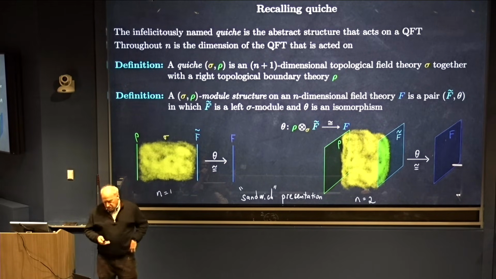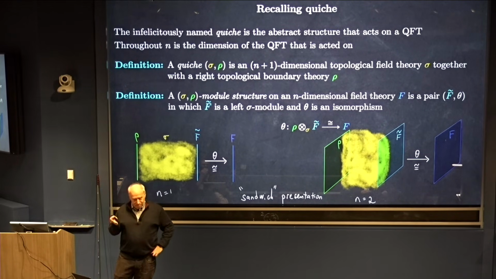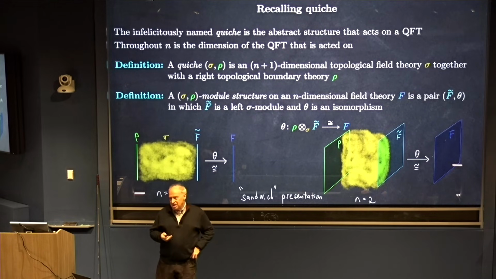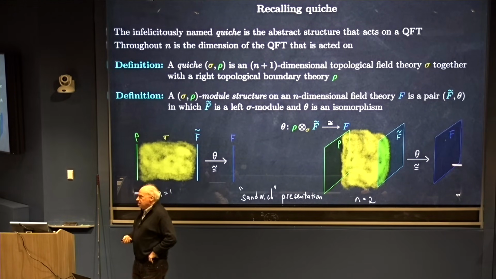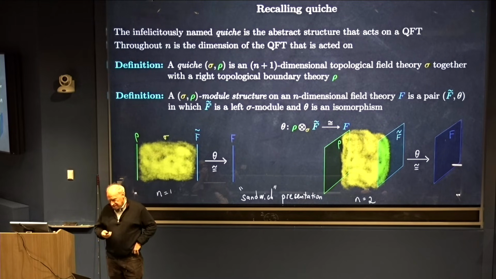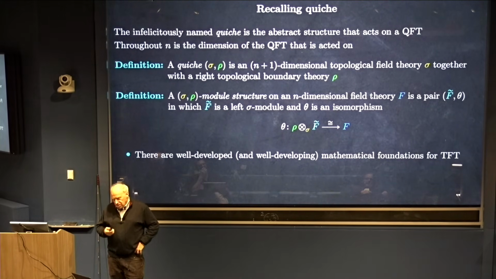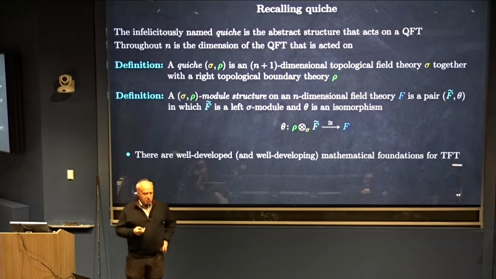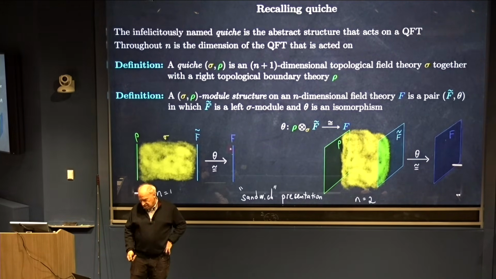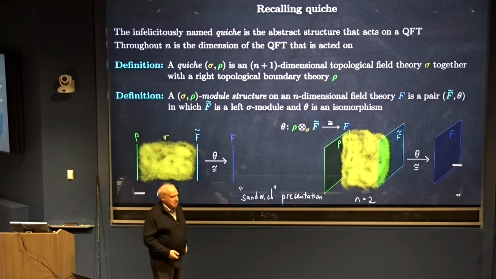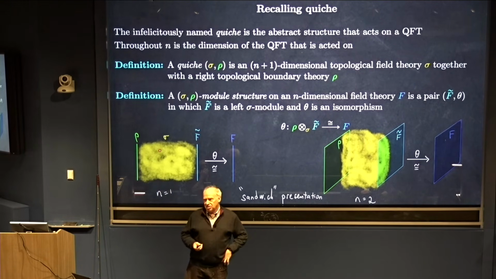Okay, so this is usually called the sandwich, or let's think of it as a sandwich presentation, because it's the same theory F, but presenting it this way makes the symmetry more manifest. So there are mathematical foundations for topological field theory, and one of the ideas here is that if we stick within sigma and rho, these are topological field theories. The rest may or may not be topological.